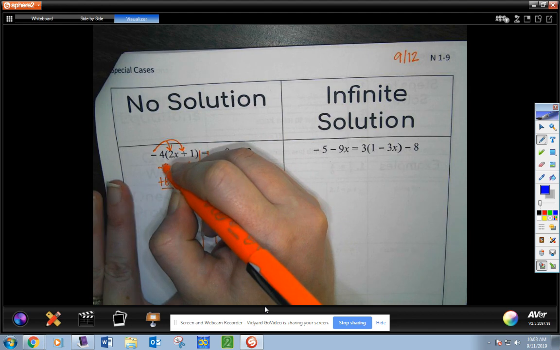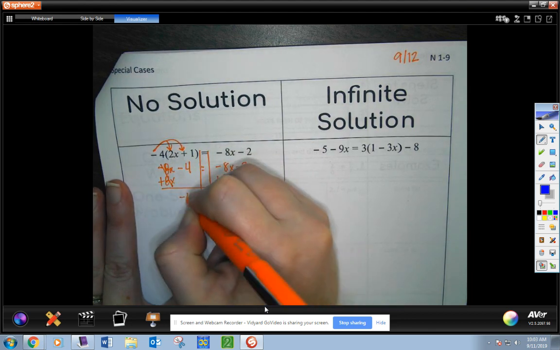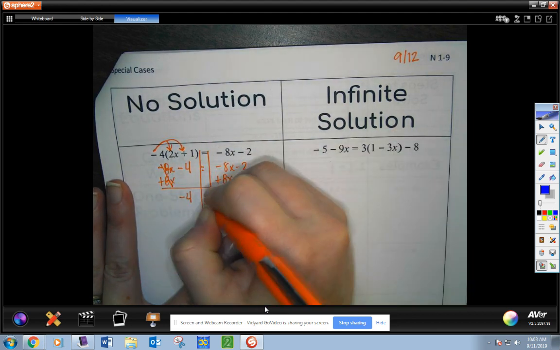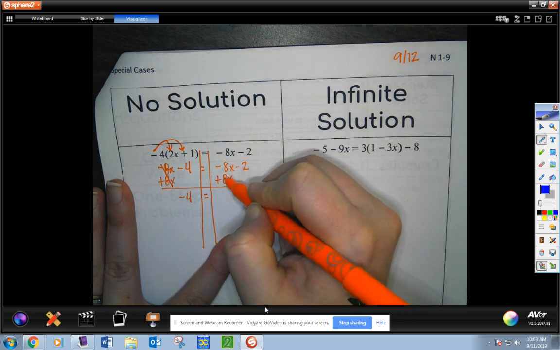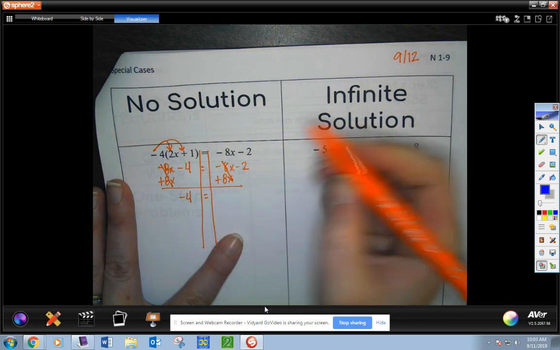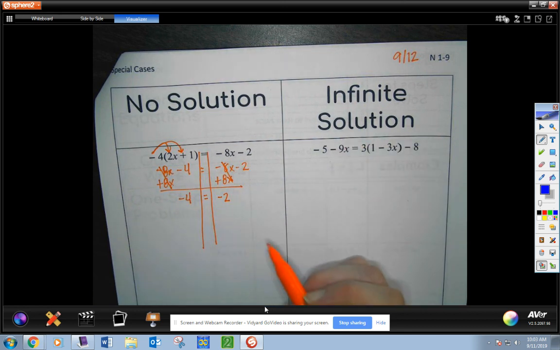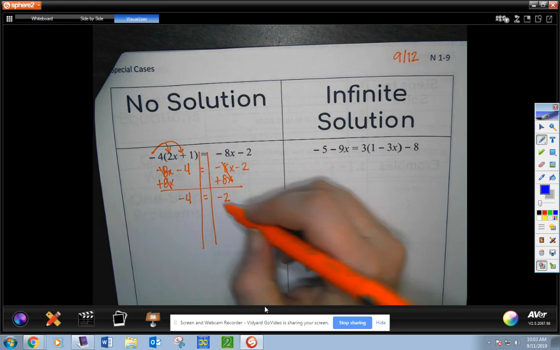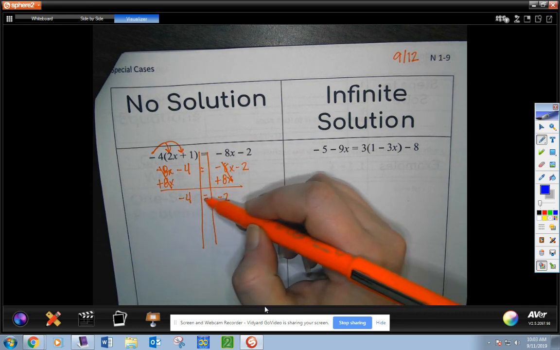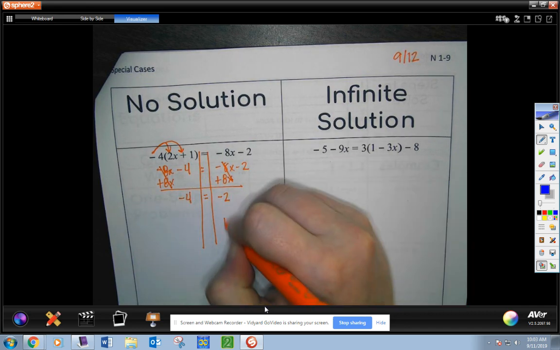When I do -8 plus 8, that cancels and just leaves me with -4. Bring down equals. When I have -8 plus 8, that cancels, and now all I have left now is -2. So I no longer have a letter. Since you don't have a letter, you stop, you're done. You're going to look at this. Is -4 equal to -2? This is a false statement.